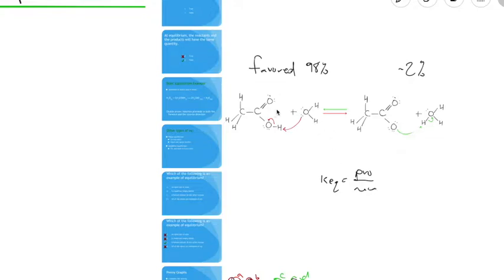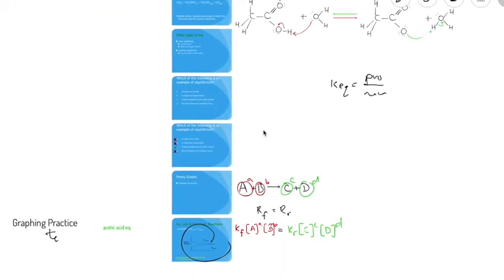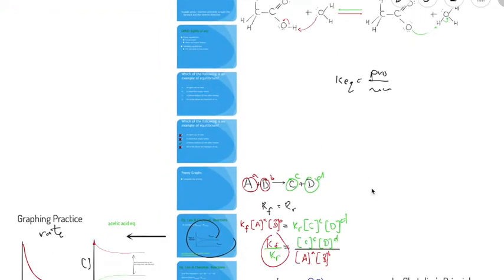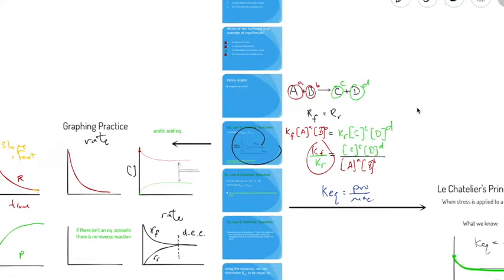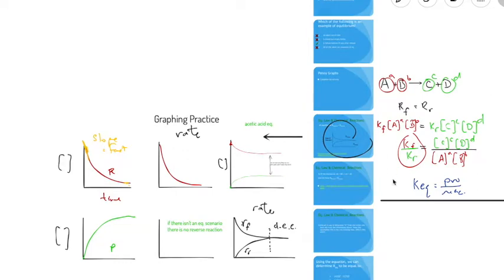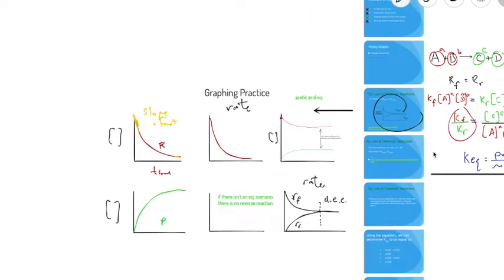This ratio of products and reactants gives us a KEQ value. We can use the KEQ value to come up with some specific values for concentration, or vice versa. That was our first KEQ example over here. We're going to get to that a little bit more today. We talked about graphing and how that works with reactants decreasing over time, products increasing, and how the rate is going to level off in equilibrium, but the concentrations may or may not.